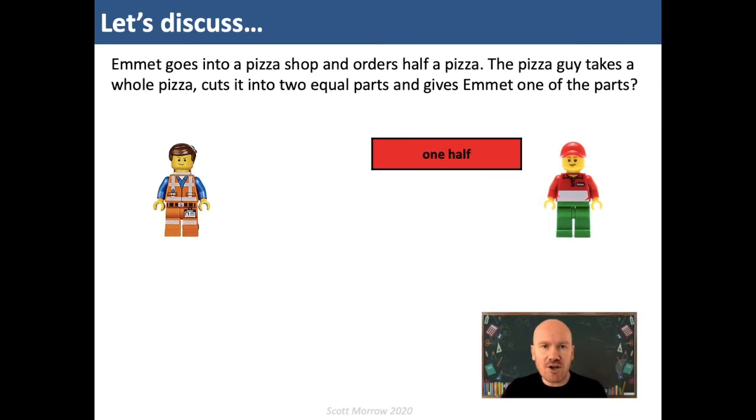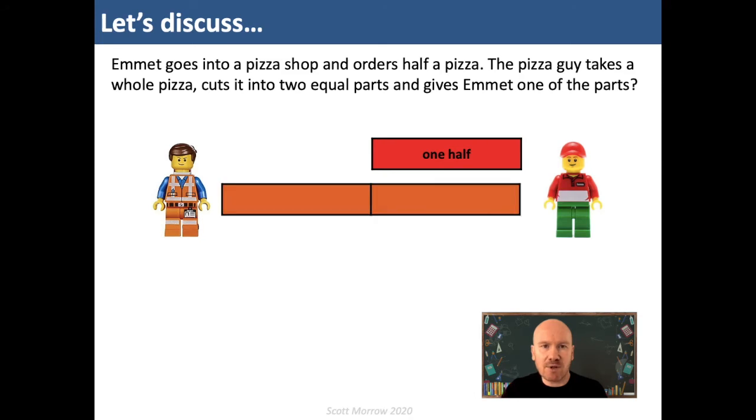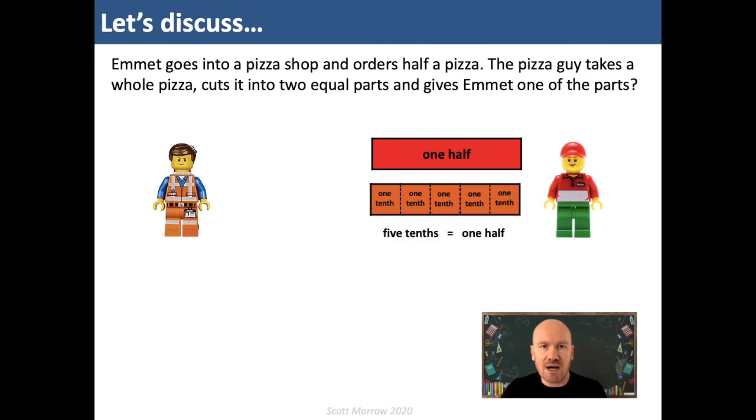We could start with our halves again, but this time let's split each of the halves into 5 equal parts. We've made 10 parts altogether, so we can label each of those parts as 1/10, but we only need 5 of those tenths to be the same as 1/2.